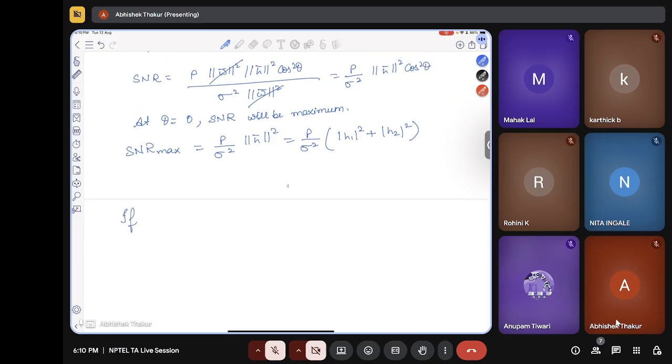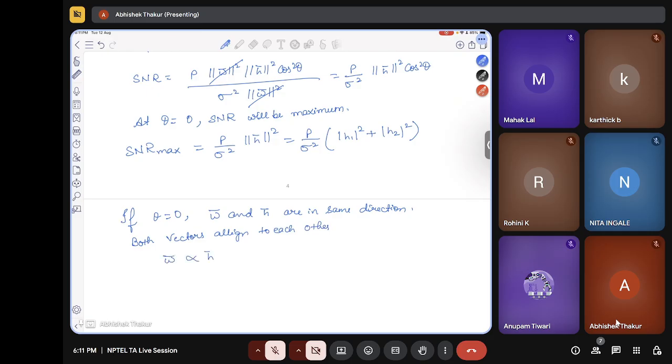So what is happening actually at theta is equal to 0? If theta is equal to 0, W bar and H bar are in the same direction. So both the vectors align to each other. Okay, so this means W bar is directly proportional to H bar.